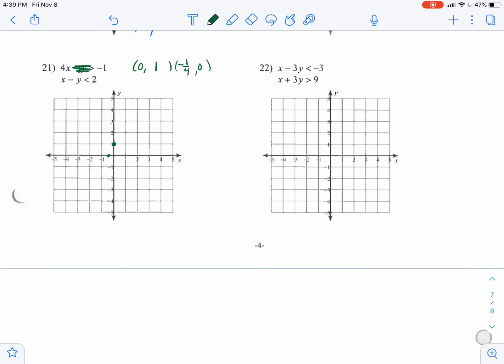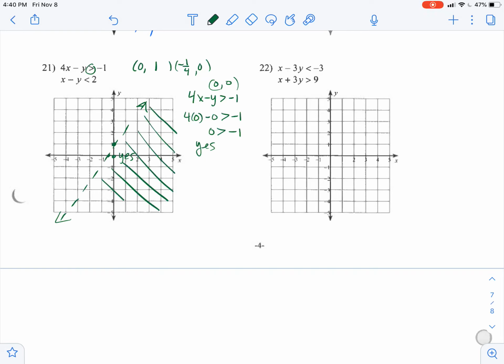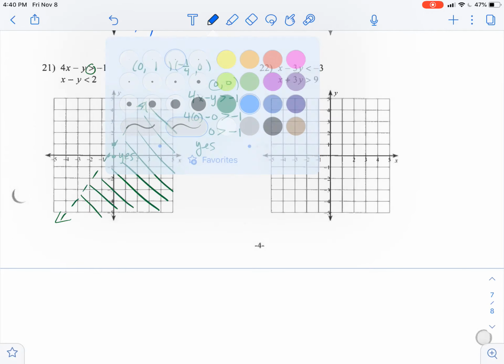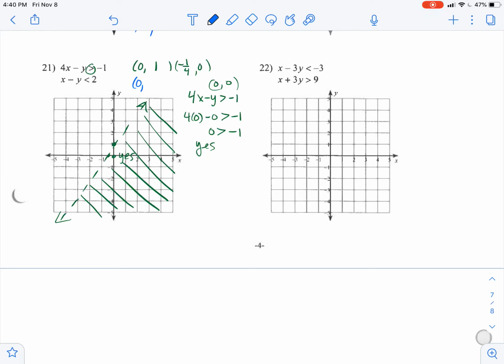Okay? And back to my equation, this is just a greater than, so I'm going to dot my line. And now I'm going to test 0, 0. Okay, so 4 times 0 minus 0, negative 1. So 0 is greater than a negative 1. Is that true? Yes, it is. Okay, so this is yes. So I'm going to shade over here.